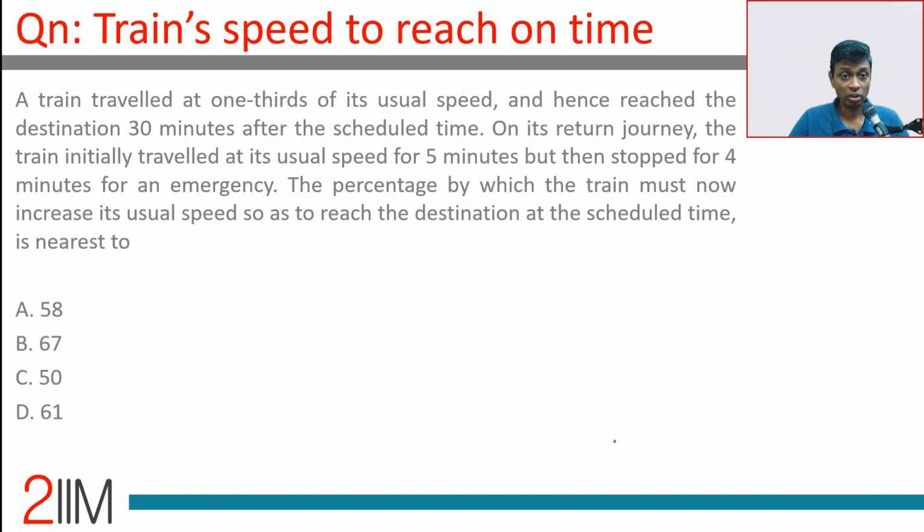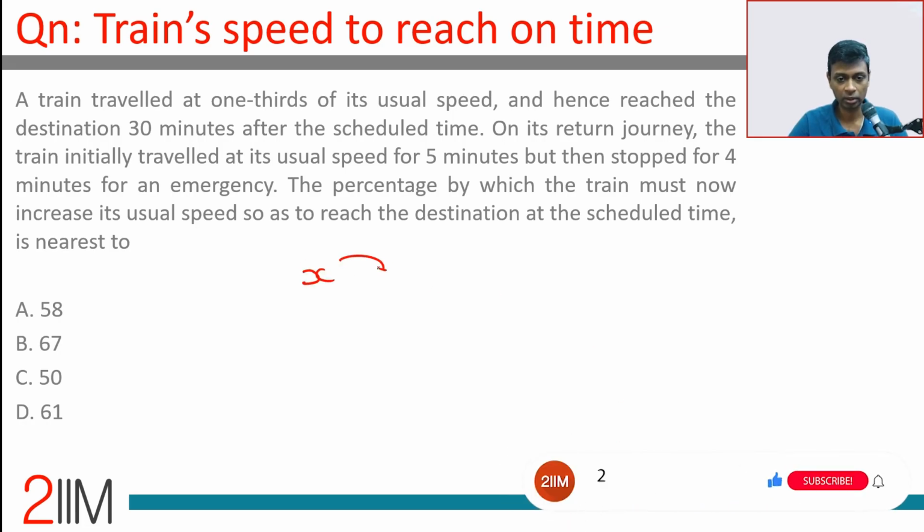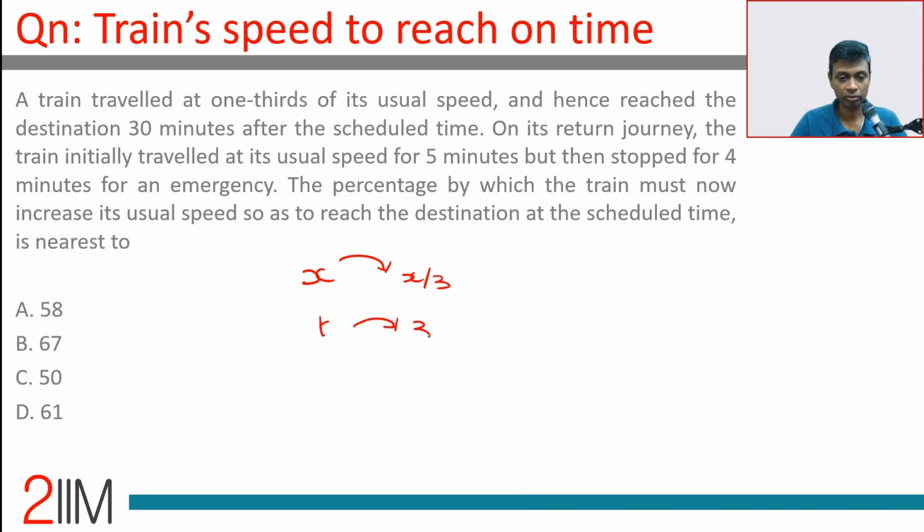The train traveled at 1/3 of its usual speed and hence reached the destination 30 minutes after the scheduled time. Oh, wonderful. Speed instead of x becomes x by 3. That means time taken, t, would become 3t. A very simple question. This 3t is 30 minutes after the scheduled time. So the extra 2t is 30 minutes. Or t is 15 minutes. Or when the train travels at x, it takes 15 minutes. When it travels at x by 3, it takes 45 minutes.